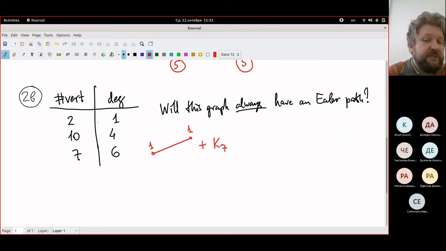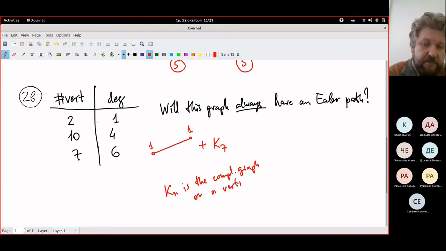It means the graph which is complete. So Kn is the complete graph on n vertices. So K7 is a complete graph on 7 vertices. Each has degree 6, right? Because it is connected to all others in this graph.